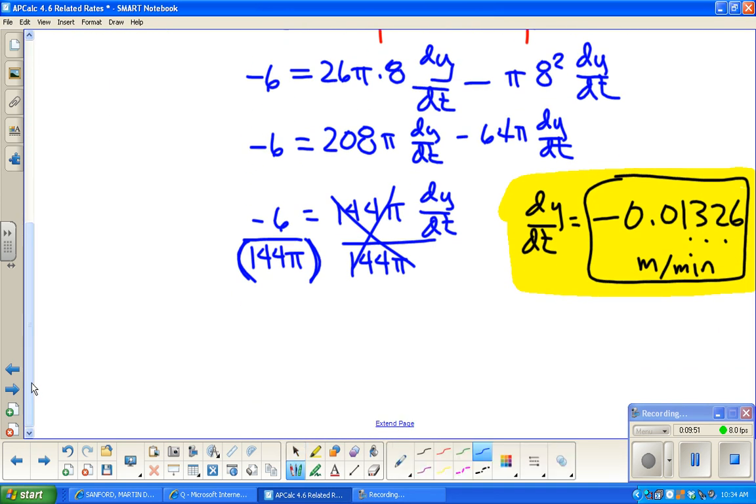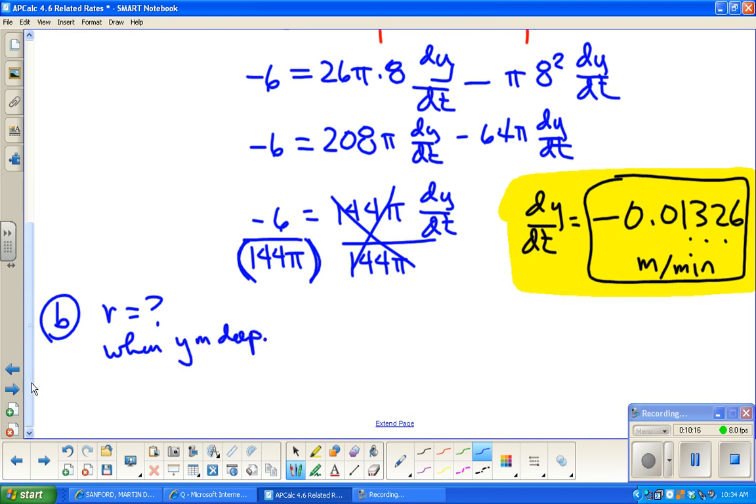Part B asks, I believe it's dr/dt. It says, what is the radius of the water's surface, oh, what is the radius r of the water's surface when the water is y meters deep?